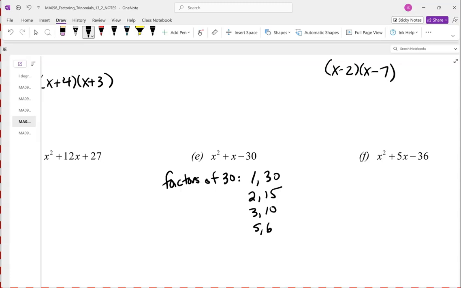What's that thing tell you? Yeah, 1's positive and 1 is negative, right? So we should start checking which ones work. Well, we need to end up with a positive 1, right? Which one do we need to use to get a positive 1 by making 1 positive and 1 negative? Yes, positive 6 and negative 5, right?